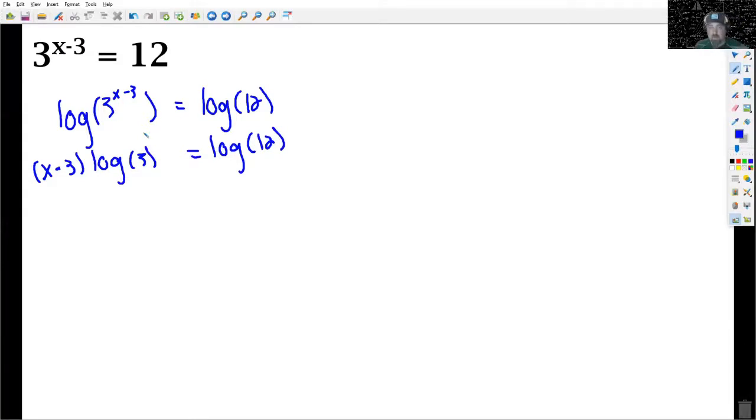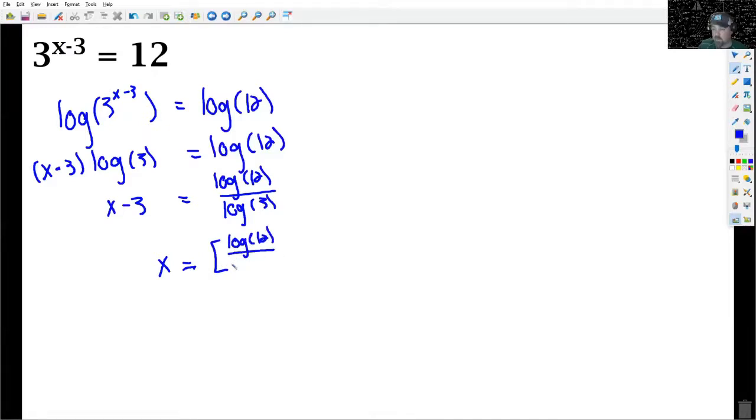And there's two ways we can tackle this now. We could distribute this, or we could just do 2 divisions to get it over there. I like 2 divisions. I'm going to divide the log 3 to the other side. So we're going to get x minus 3 equals the log of 12 divided by the log of 3. It's a number. We can find the answer. Now to finish this solving, we're going to add 3. So that means we're going to have this expression, the log of 12 divided by the log of 3. Once we find that answer, we're going to add 3 to it.